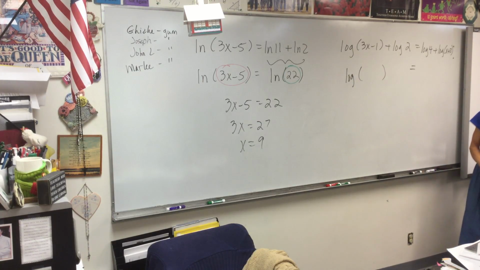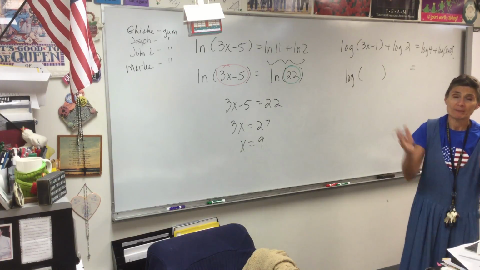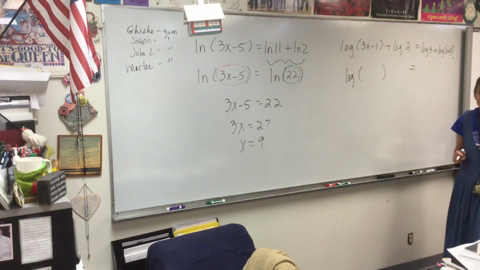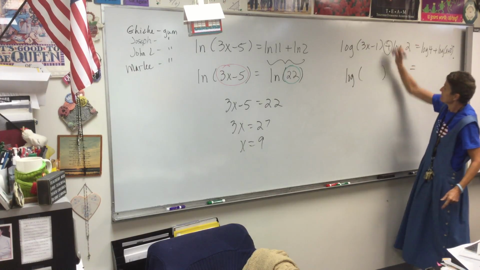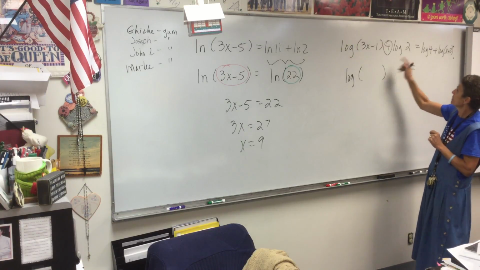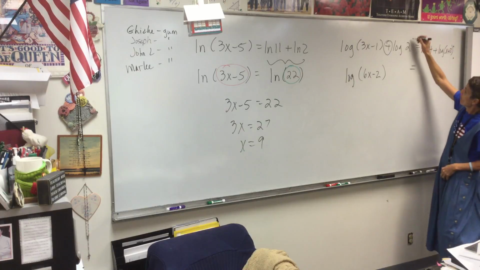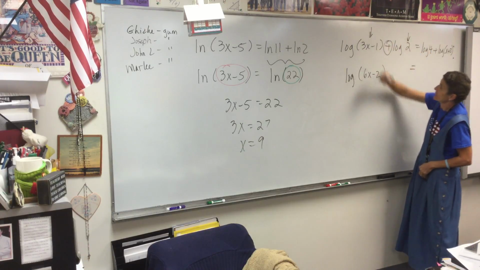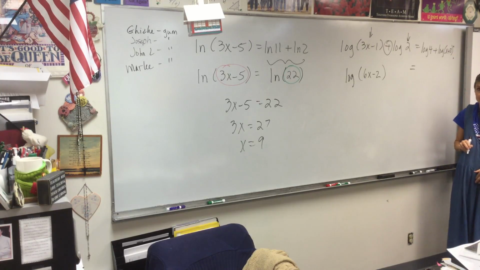Now, your choices again are put them together as a times, or put them together as a division. Well, how do you know which one to do? Well, you look at this sign right here. If that's a plus, they're going together as a multiplication. So this is going to become the log of 6x minus 2. I multiplied these two things together so that I could write one logarithm.